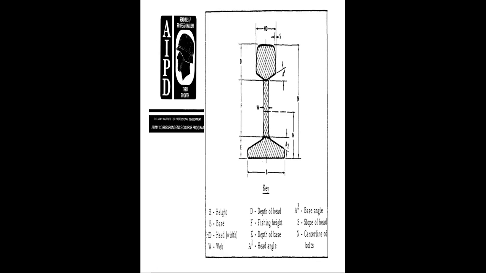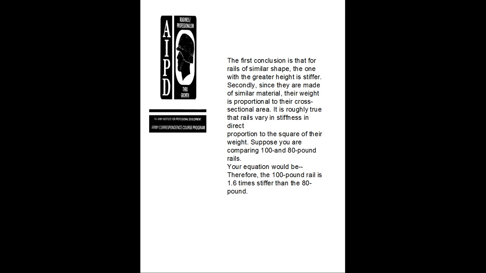This is a description of the head, base, and web, the depth of the head, the fishing height, the depth of the base, the angle of the head, the angle of the base, and the slope, with the center line of the bolts. The first conclusion is that the rails are of similar shape, the heavier being greater in height and stiffer. The second is that they are made of similar material. Their weight is proportional to the cross-sectional area. It is roughly true that rails vary in stiffness in direct proportion to the square of their weight.